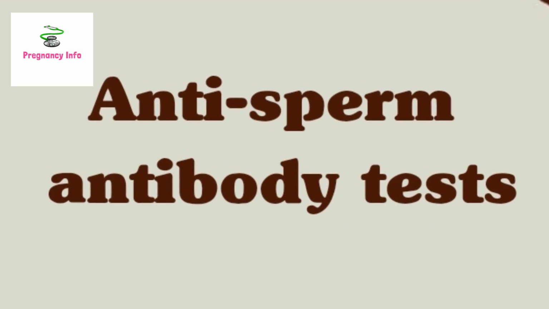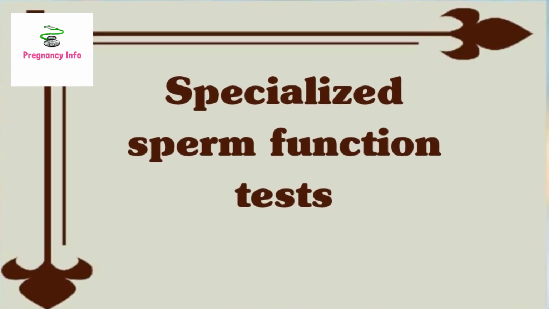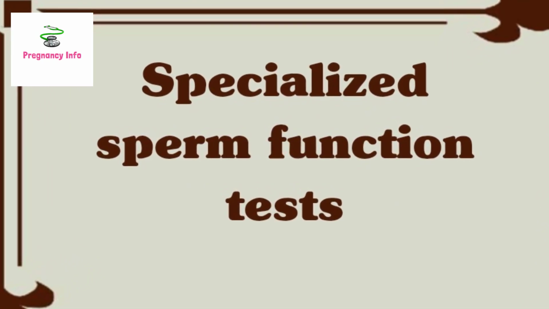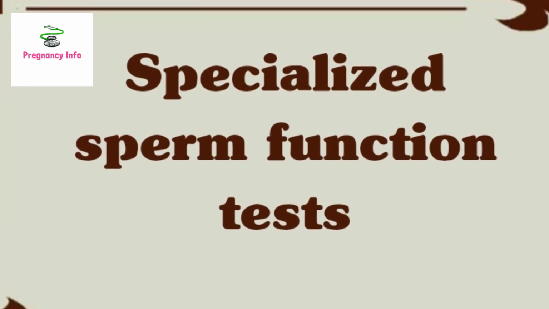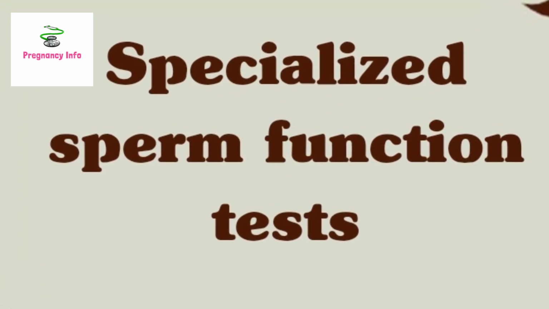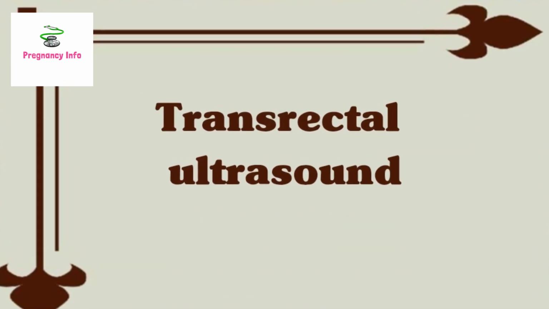Anti-sperm antibody tests. These tests, which are used to check for immune cells or antibodies that attack sperm and affect their ability to function, are not common. Specialized sperm function tests. A number of tests can be used to check how well your sperm survive after ejaculation, how well they can penetrate an egg, and whether there is any problem attaching to the egg. These tests are rarely performed and often do not significantly change treatment recommendations.